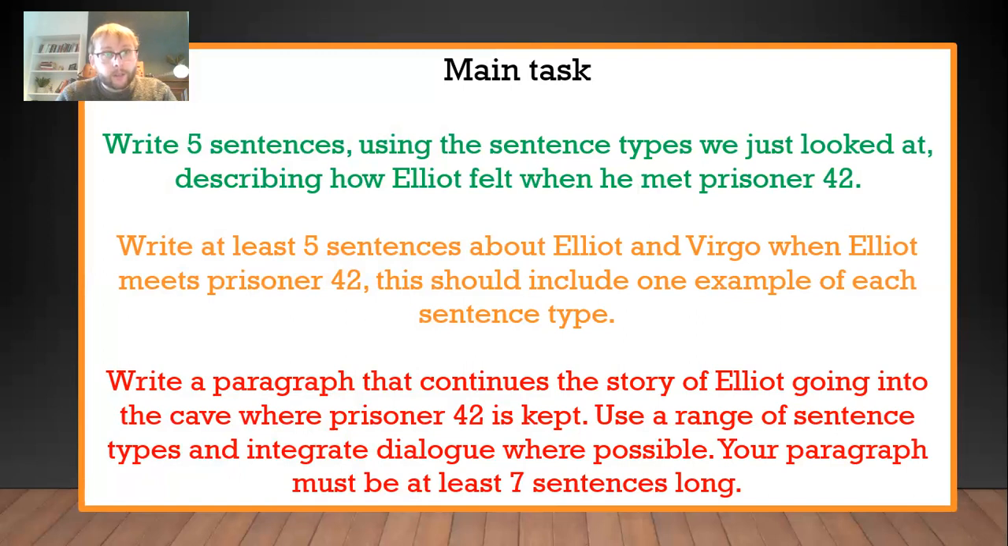Red task, you're essentially doing a similar job, but you're going to combine it into a paragraph. So I'd like you to write a paragraph, please, that continues the story of Elliot going into the cave where prisoner 42 is kept. And I want you in that paragraph to use a range of sentence types and integrate dialogue if you can. That bit's not crucial, that's not necessary, but that's like a challenge up, really. Your paragraph needs to be at least 7 sentences long. So that should allow you to use all of those different sentence types and maybe use 1 or 2 of them more than once.